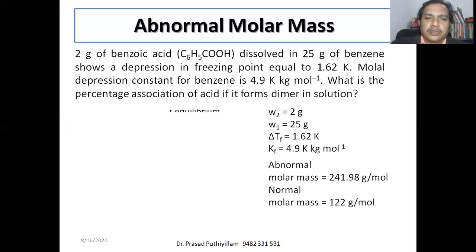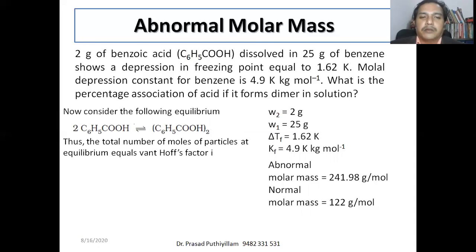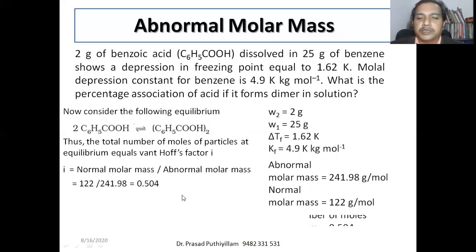Now considering the equilibrium between C6H5COOH and the associated case, it becomes a dimer. Therefore, two C6H5COOH molecules associate through hydrogen bonding. The total number of moles of particles at equilibrium, i, can be calculated as 122 divided by 241.98, that is 0.504. That is the total number of moles at equilibrium.